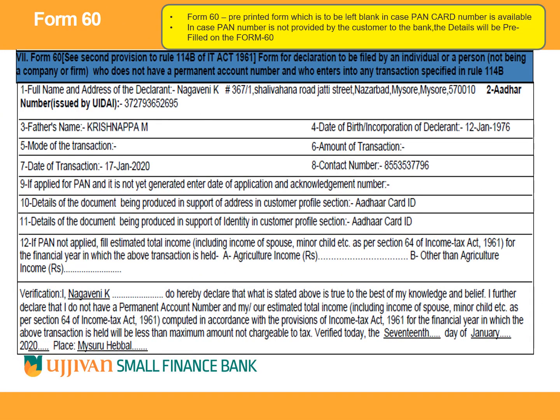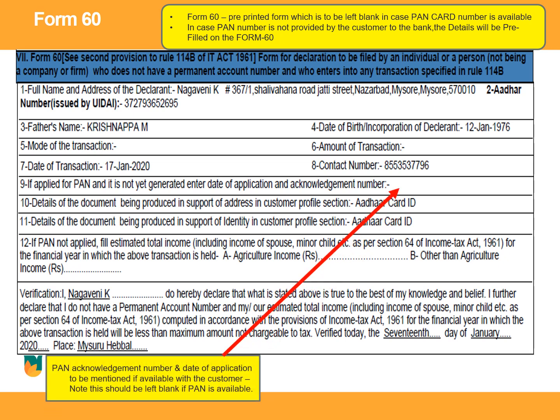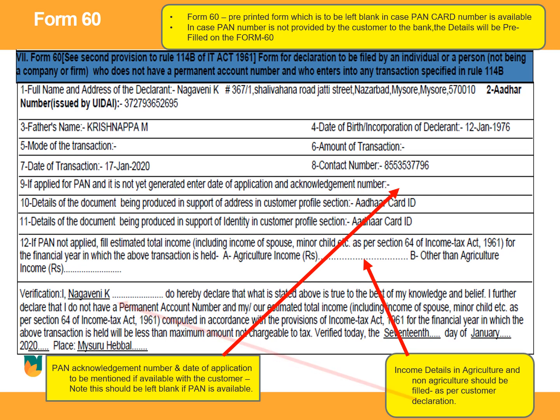Form 60. Pre-printed form which is to be left blank in case PAN card number is available. In case PAN number is not provided by the customer to the bank, the details will be pre-filled on the Form 60. PAN acknowledgement number and date of application to be mentioned if available with the customer. Note, this should be left blank if PAN is available. Income details in agriculture and non-agriculture should be filled as per customer declaration.